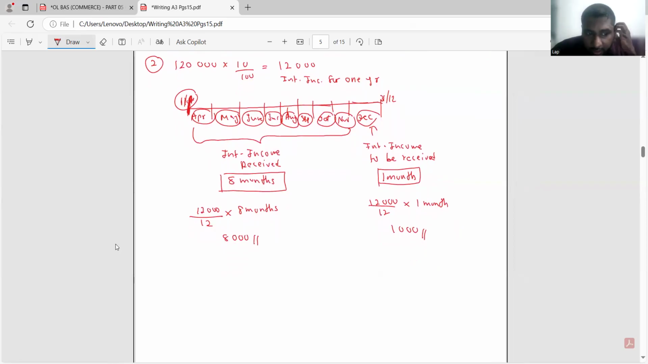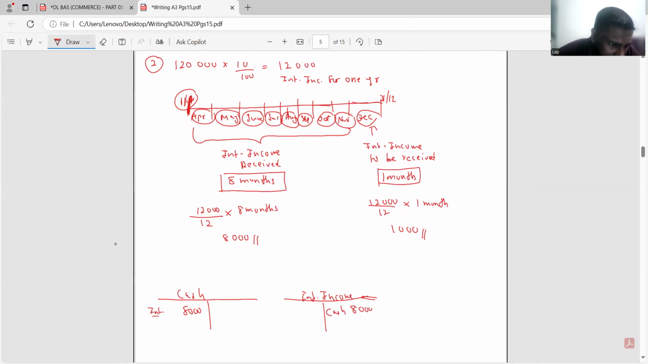So now we'll record the double entry for the received amount. It's simple. What's the double entry for the received amount? Cash account debited 8,000. Interest income account credited 8,000. Here you can write cash. Here you can write interest income. That is something you already studied.